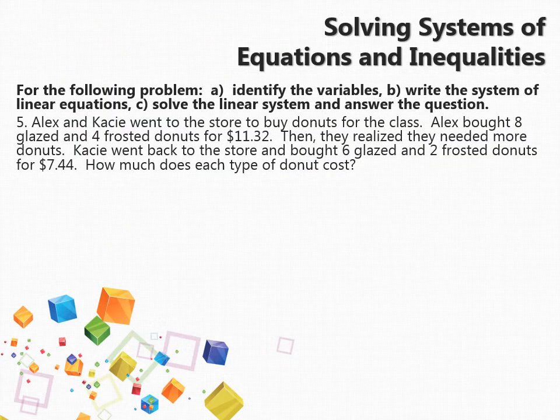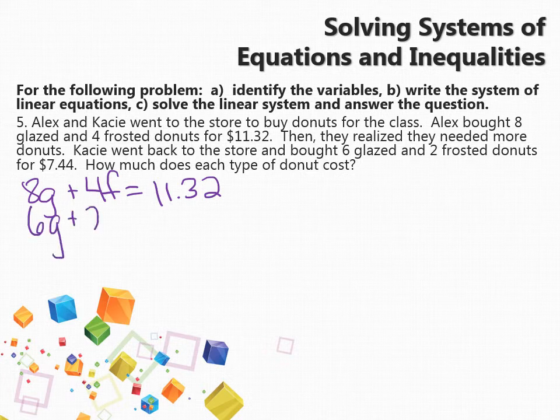All right, let's take a look at this one. First, we want to identify what are the variables we're trying to find. We want to create the equations and then solve the equations using the method of our choice. So we're talking about buying donuts. Alex bought 8 glazed and 4 frosted, and he spent a total of $11.32. But they needed to buy more, so Casey went back and she bought 6 glazed plus 2 frosted, and she spent $7.44. And we want to find out what did each donut cost.